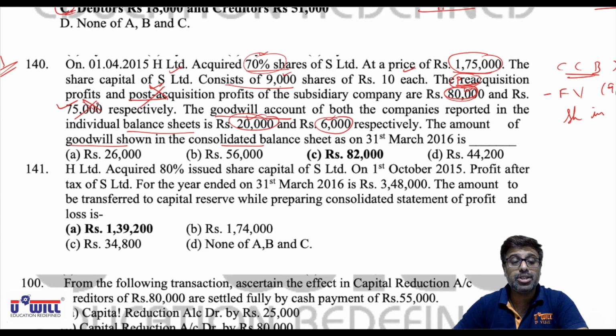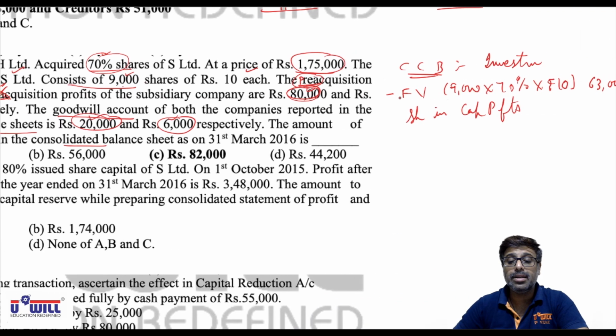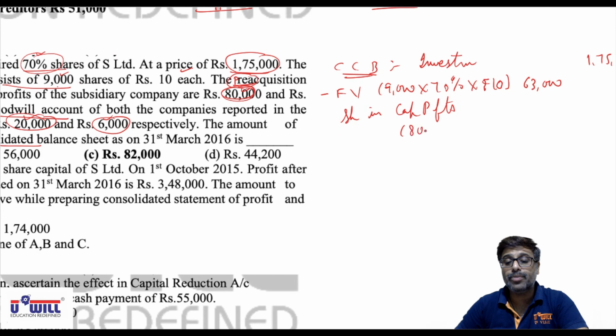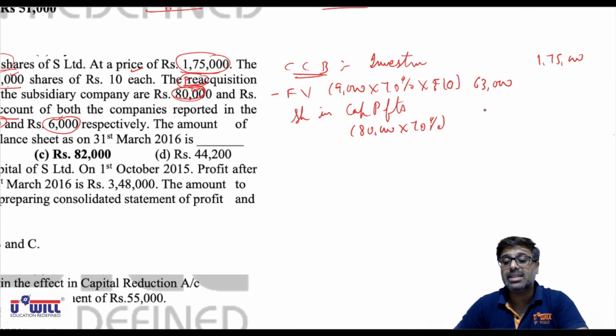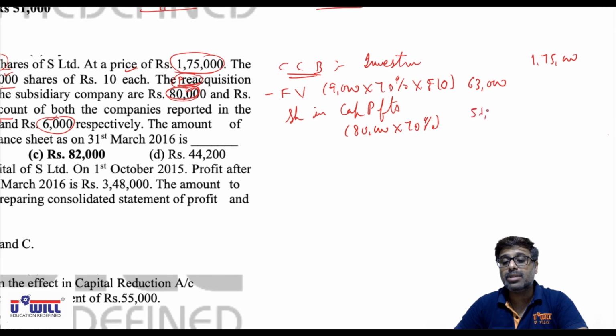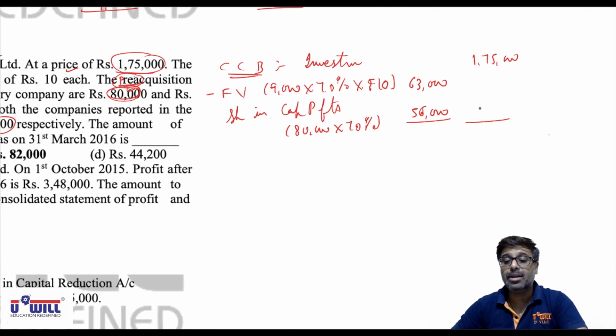And share in capital profits: 80,000 are capital profits, pre-acquisition profits. Ignore the post-acquisition profits of 75,000. So 80,000 into 70% is the ratio of degree of control. So 56,000. 63,000 plus 56,000, that is 1,19,000. Now if you minus 1,75,000 minus 1,19,000, then 56,000 is the goodwill we get.